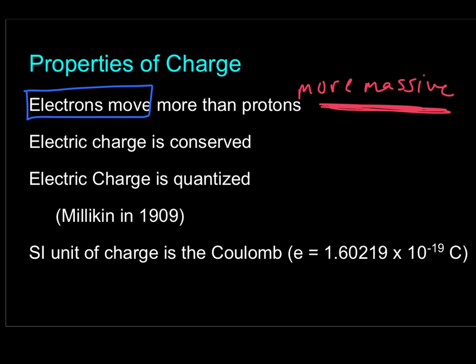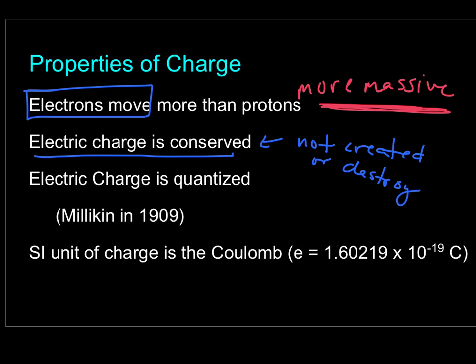Next, electric charge is conserved. This is to say that it's not created or destroyed. So whatever charge you have, all it's going to do is move around from one point to another. The third thing we're going to talk about is that electric charge is quantized. That means it only comes in increments of n times this fundamental electric charge.